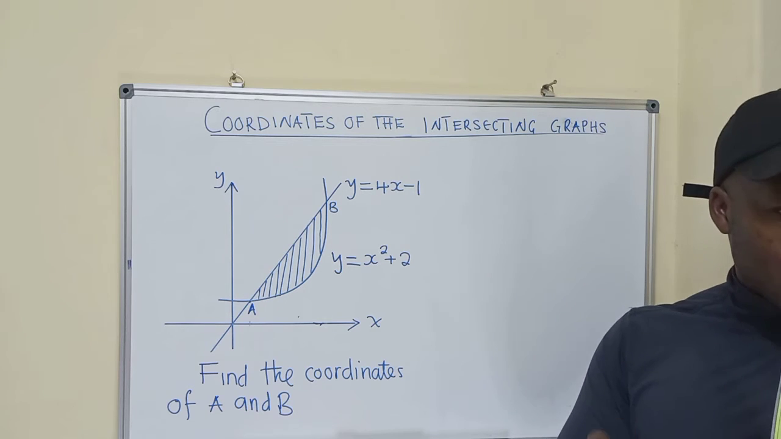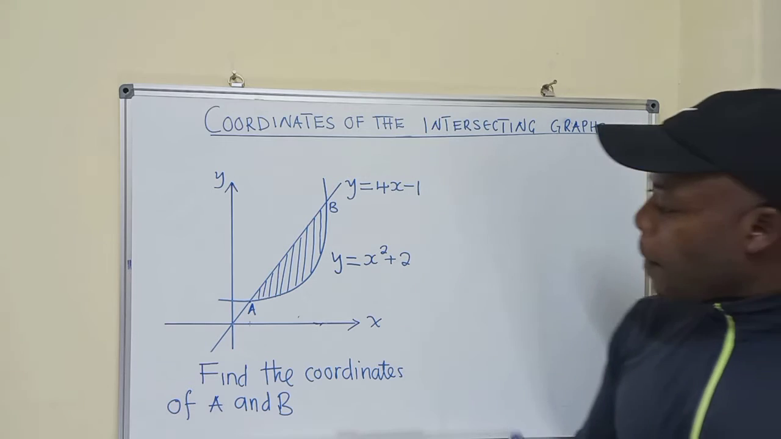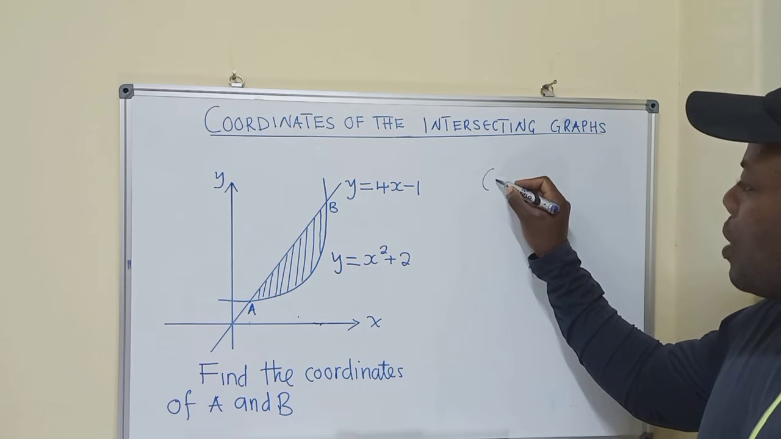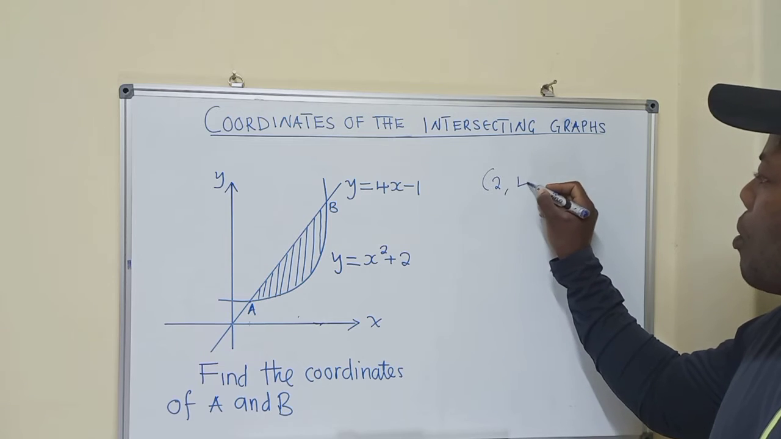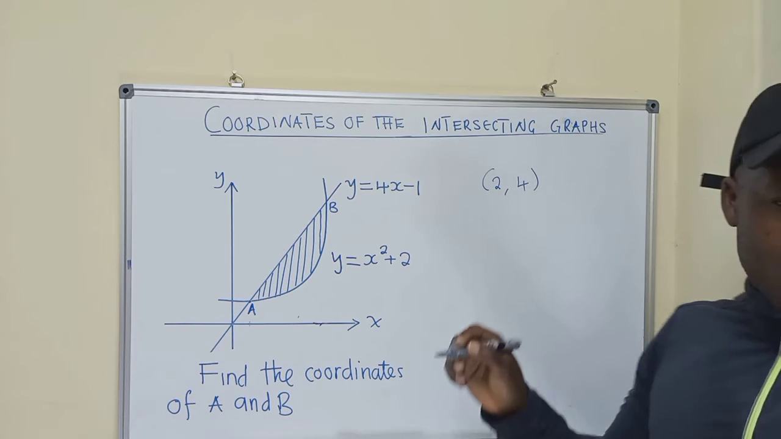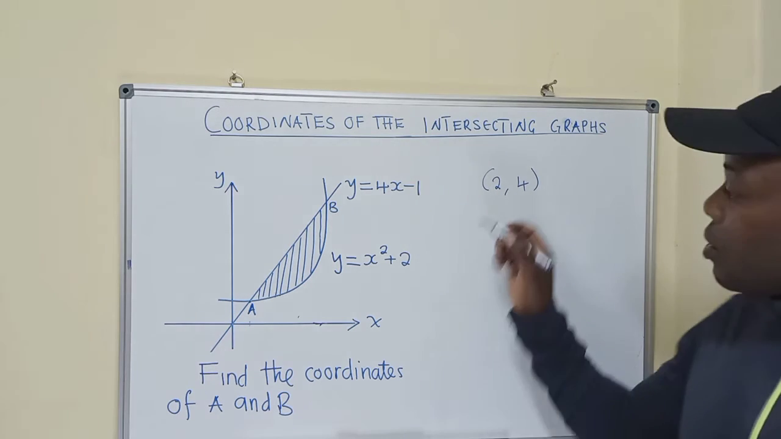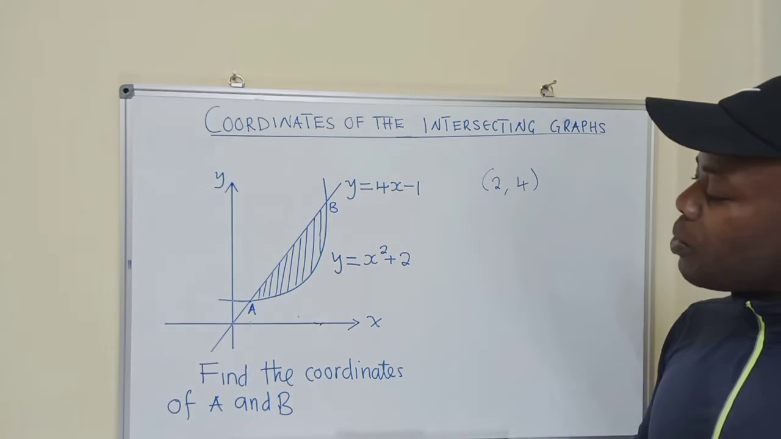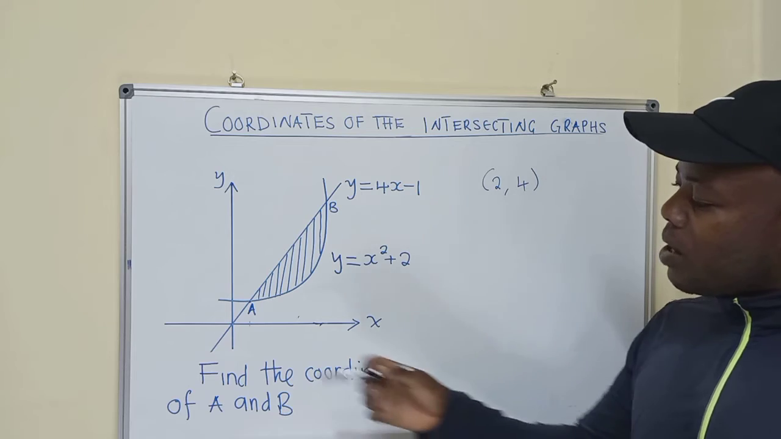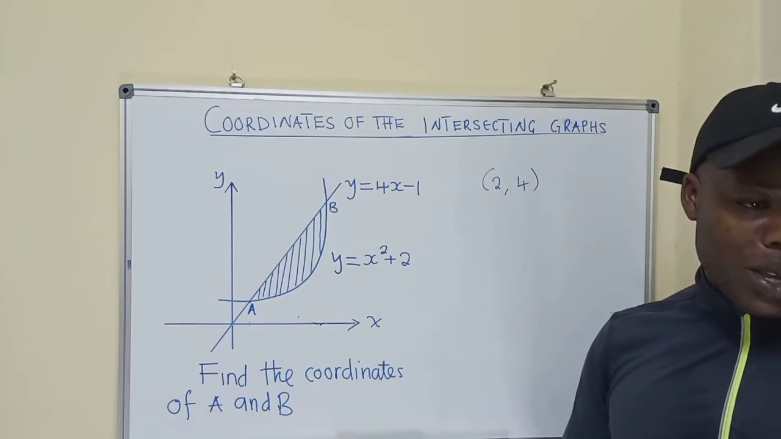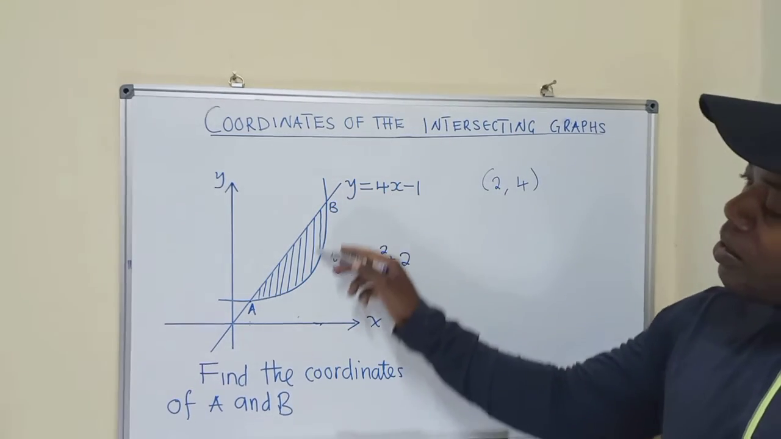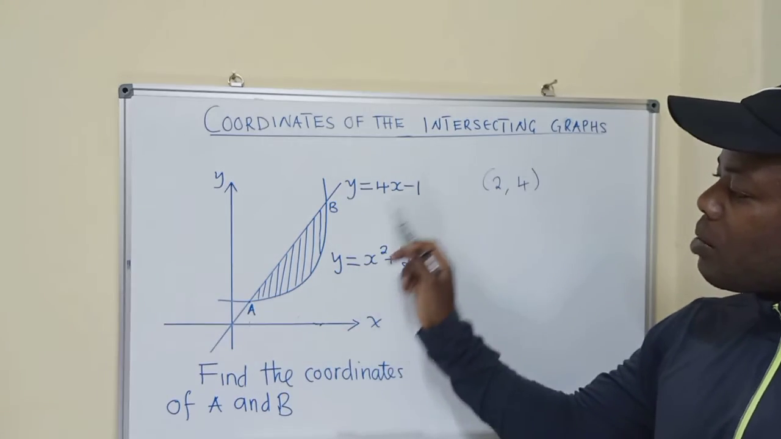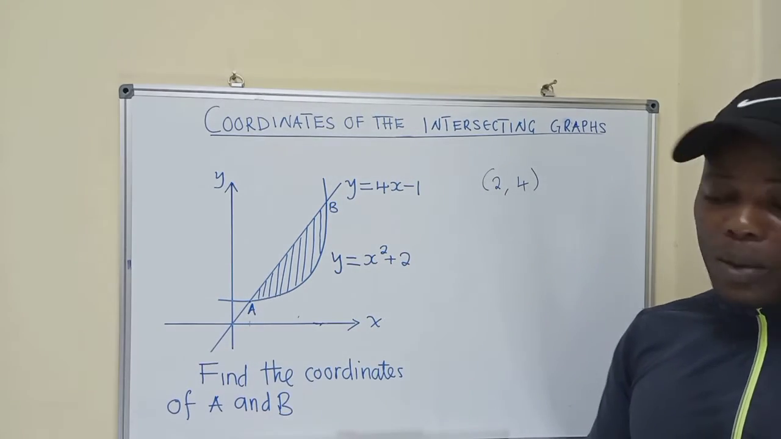There's x-axis and y-axis. For example, if I write something like 2, 4, these are coordinates, okay? So this is the x-axis and the y-axis. So now they want us to find the coordinates at A and B. They've just given us these graphs. We've got this straight line and the curve here represented by these equations, okay?